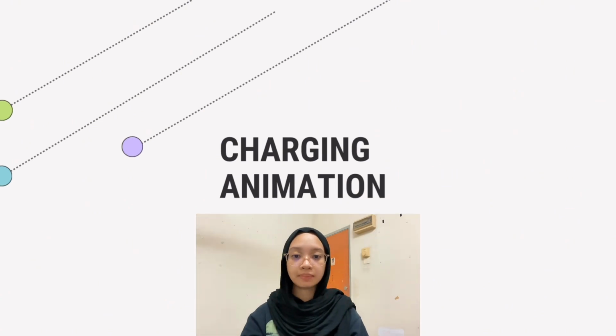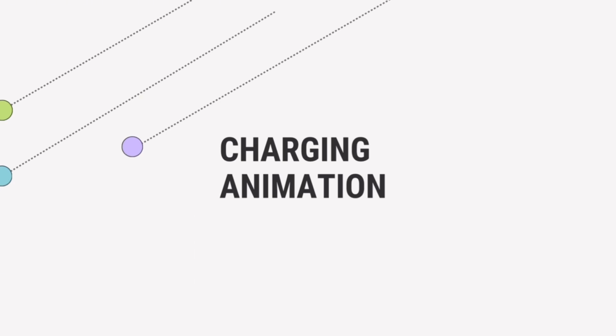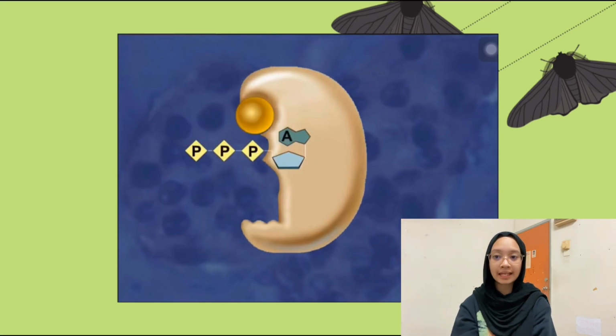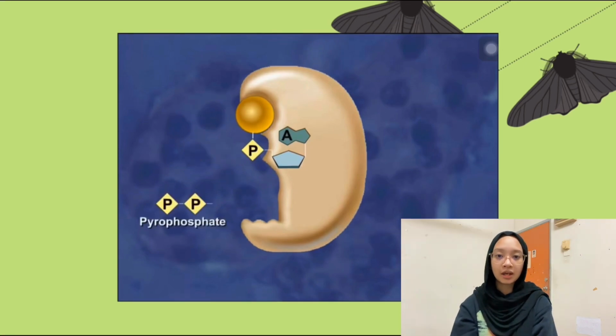Next, I will be explaining a little bit more in depth on the charging process through this charging animation. So firstly, a specific aminoacyl-tRNA synthetase will bind to a particular amino acid and ATP. Since the enzyme has specific binding for these two molecules, a covalent bond will form between AMP and the carboxyl group of the amino acid, releasing pyrophosphate from the complex.